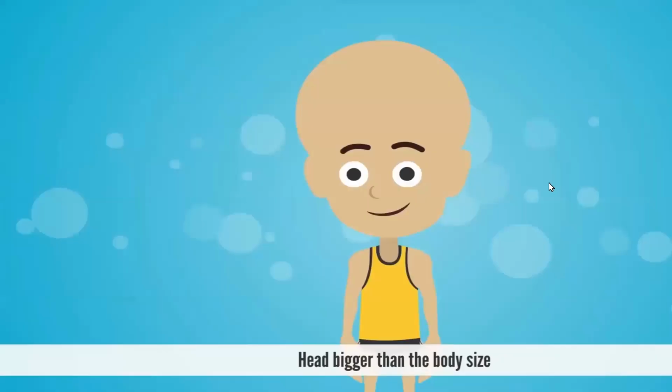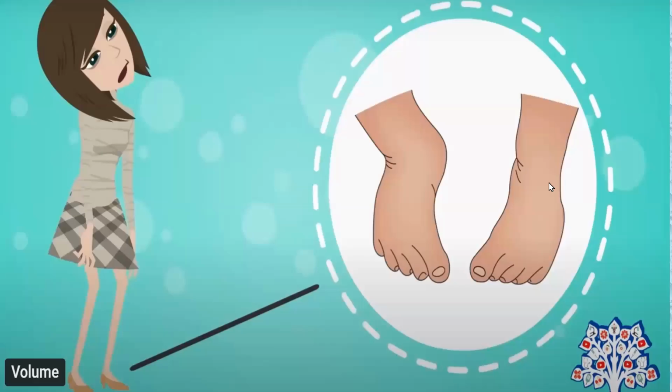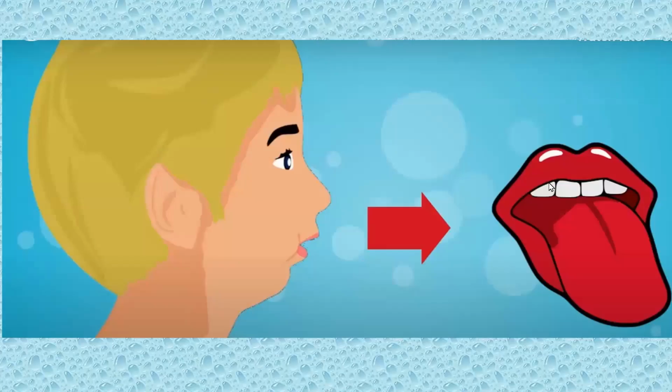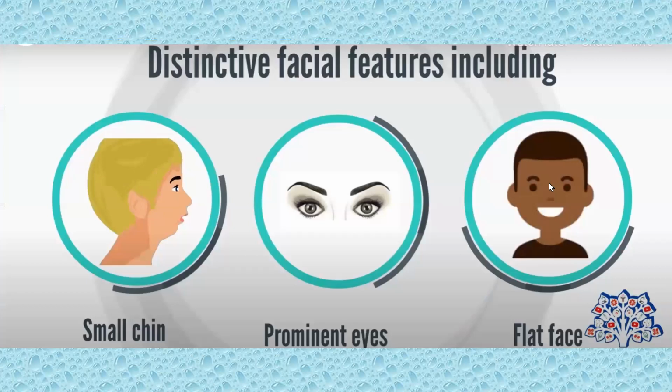They usually have a large head. They have rubbing of the feet. They have difficulty in breathing. They have a recessed mandible. They have a large tongue. These are the distinctive features of laryngotracheomalacia.